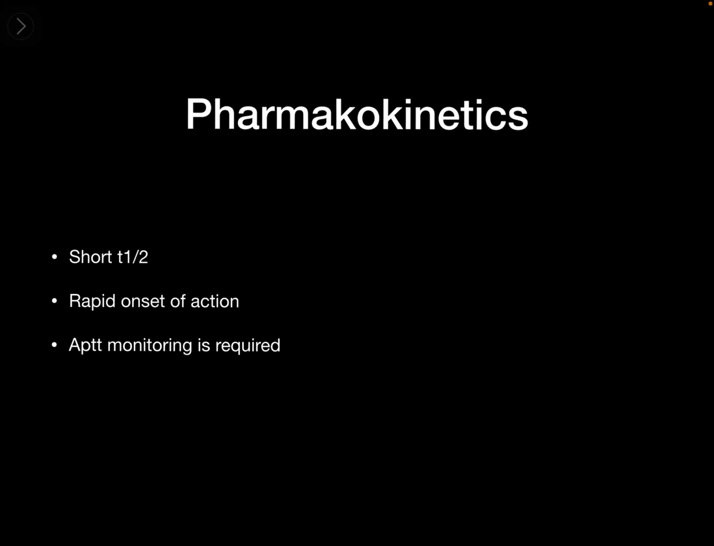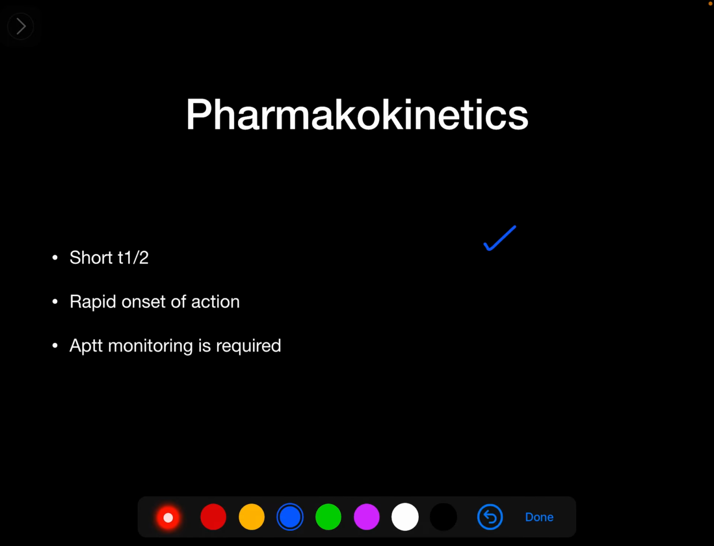Now pharmacokinetics. You need not know each and every drug's pharmacokinetics, but here it is important to know, because it will be useful for you in clinical practice. When you use this drug, you should know that there is a rapid onset of action. So we can use it in emergency conditions. I have told you that we use it in acute MI, pulmonary embolism, right? We give it in DVT. These are all emergency conditions. So in an emergency, we need a drug that can start action within a few minutes or seconds. That's why this drug has a rapid onset of action, so it can be used in emergency conditions.